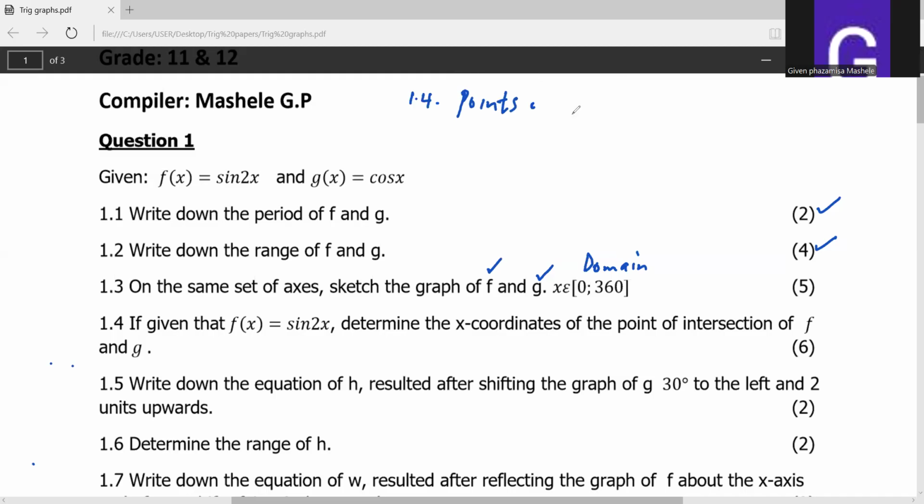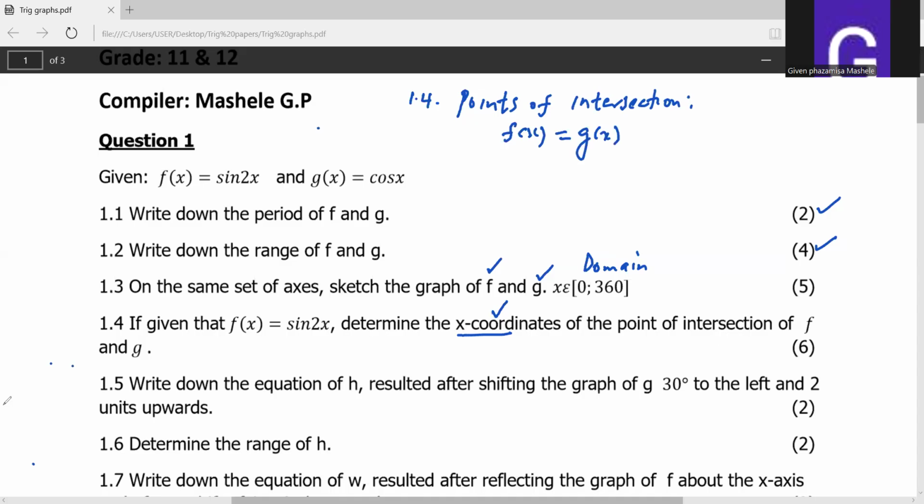So when we have a point of intersection, it means it is the point where the two graphs intersect, and it is the point where the two graphs are actually equal. So in other words, we want to know the x coordinates of the point of intersection of f and g. Now we're going to say f of x equals g of x.